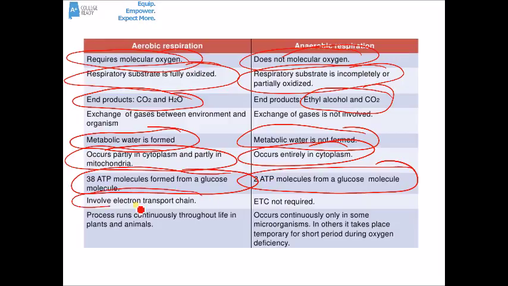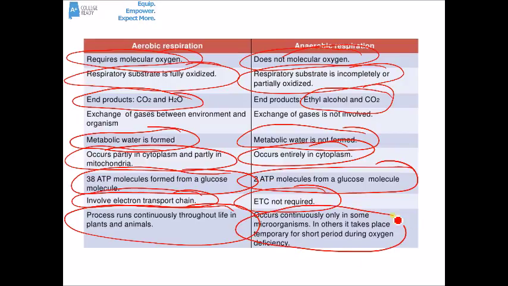Aerobic respiration involves an ETC, an electron transport chain. Anaerobic does not. Aerobic respiration runs continuously throughout your life. It happens in plants and animals, all aerobic organisms. Anaerobic respiration occurs continuously in some really small inactive organisms, but it only takes place temporarily for short periods during oxygen deficiency in larger, more active organisms. That's our presentation on cellular respiration. Hope that was helpful.